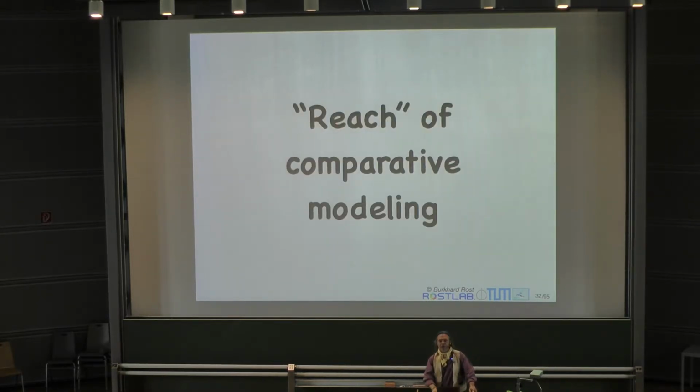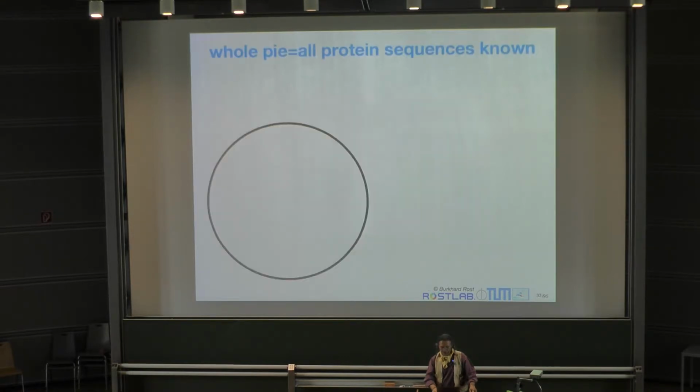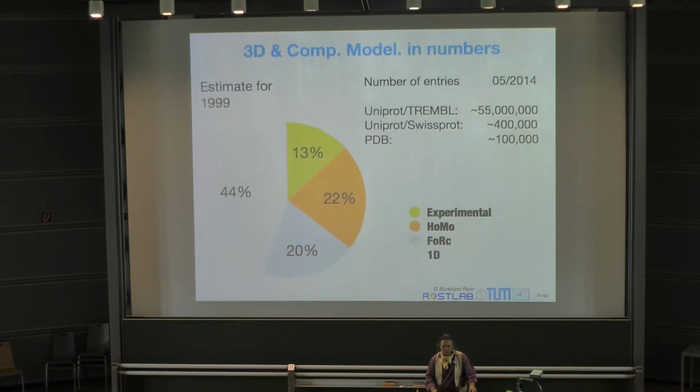The reach of comparative modeling, so the degree to which it can be applied to the database, I'm going to show you in some outdated views, but essentially I believe the ballpark here, the order of magnitude, is still correct. What I'm going to show you is a view where the whole pie will signify all known proteins. At this point about 55 million. The estimate is from 99. The numbers from last year about sequences, structures, and so forth are there. So 55 million sequences, about 100,000 proteins with known structure in the PDB.